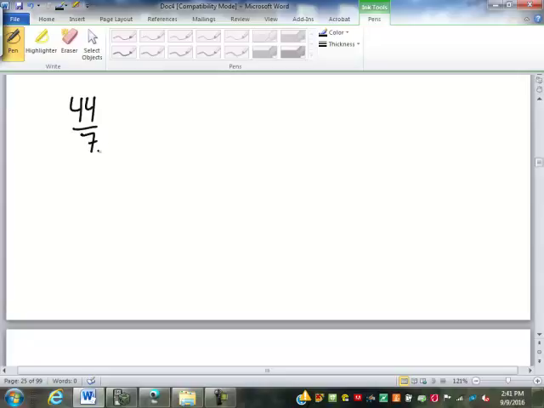44 over 7. Now, the 7 is telling us it takes 7 pieces to make a whole object. If we have 44 of them, we have enough pieces to make a whole object. In fact, we have enough pieces to make several whole objects. So how can we figure out how many objects we can make? Divide them. If I punch it into the calculator, 44 divided by 7, I get 6.2857143 approximately.